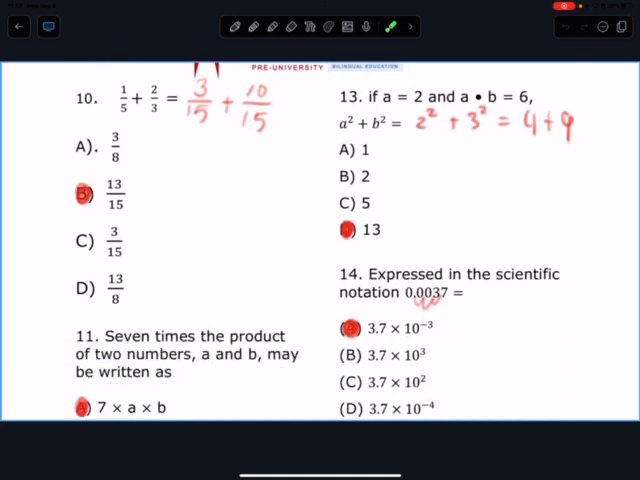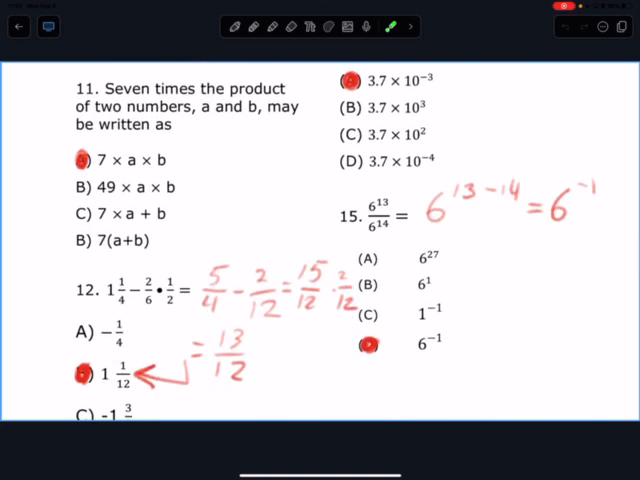10. Should need no explanation. The denominators have to be the same. I multiply the first one with 3, multiply the second one with 5, and out pops the answer. 13 over 15. B.